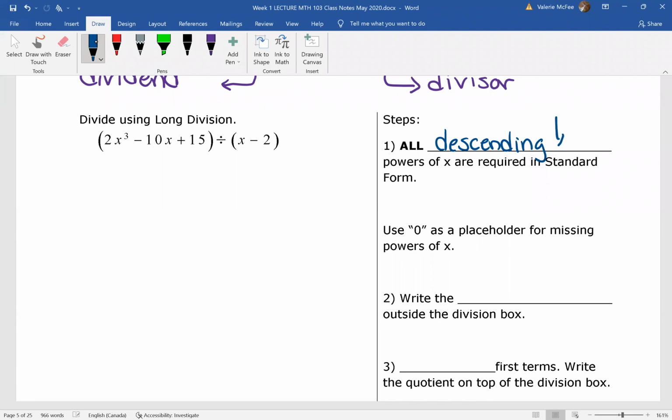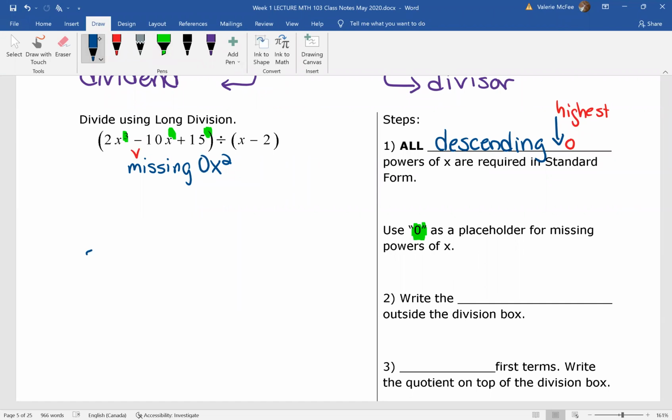Descending means the powers are going down. And if you look at our example here, our powers of x are 3, 1, and 0. You have to go till 0. Maybe make a note. That has to be from your highest power of x all the way down to x to the power of 0. And you can see in this question that we're missing x squared. We're going to use 0 as our placeholder. We're going to say that we have 0x squared.